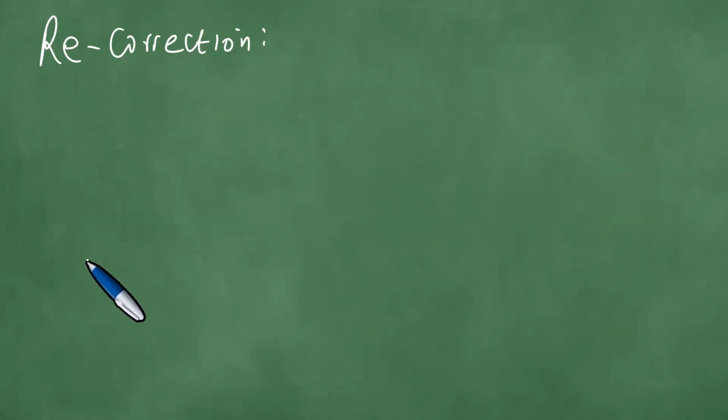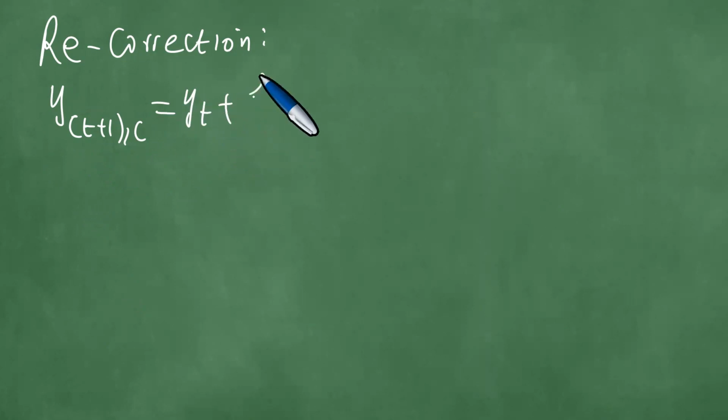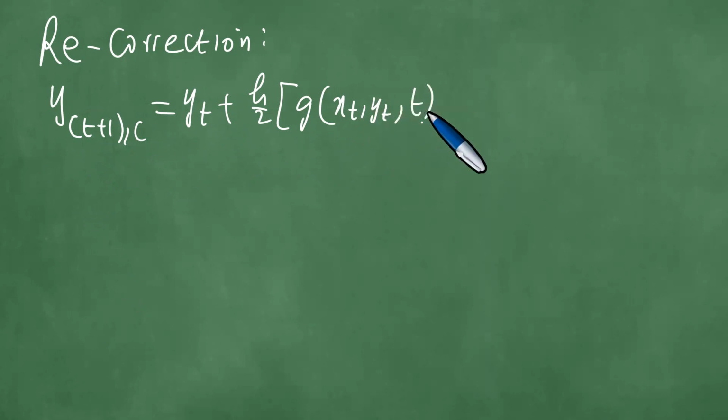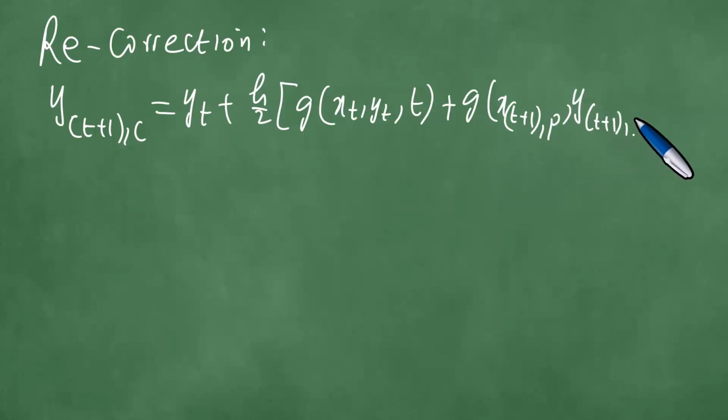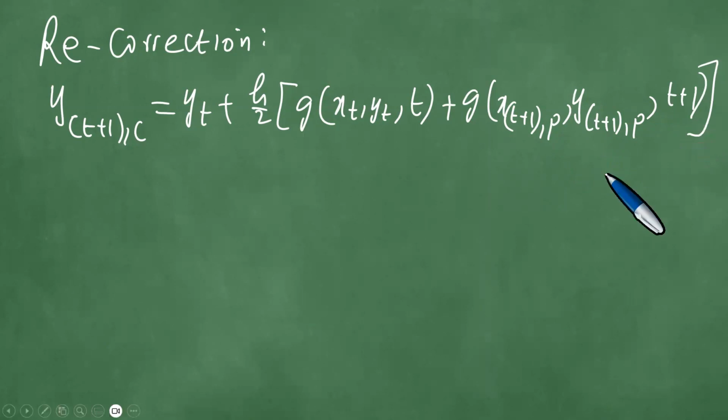Okay, now, I'm going to first write this one, this giant equation, y t+1 c equals yt plus h out of 2 times g of xt, yt, t plus g of x t+1 predictor, y t+1 predictor. Okay, we continue.